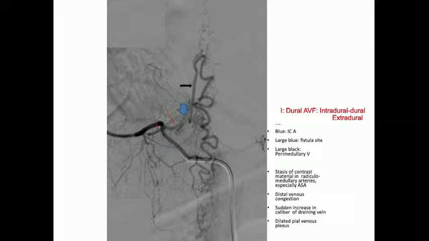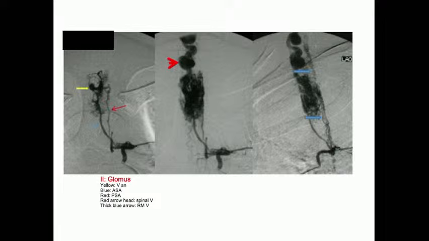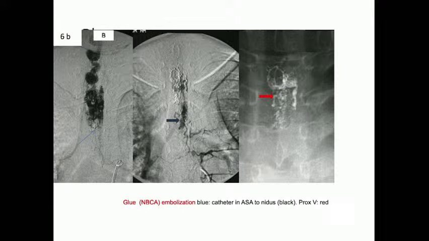Then the second type is glomus. Now, glomus means that it is a mass like any other mass. And even with embolization or whatever, what you have to do is to just treat it like a mass. It's like a cavernous angioma or any other tumor. And this is a glomus type of lesion. And here they did a glue embolization of the glomus. The radiological colleagues did that.